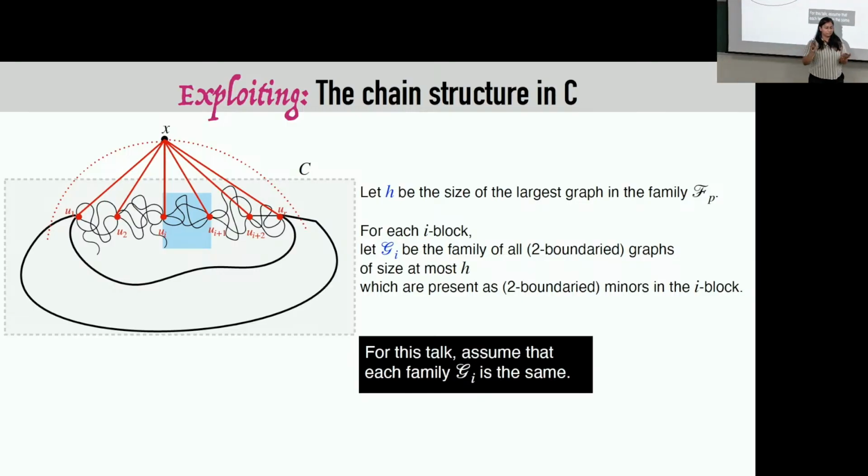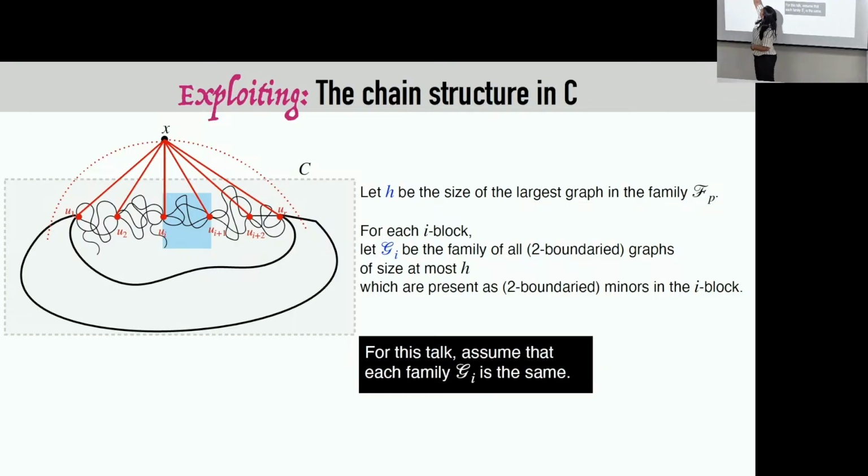The actual proof is based on induction, induction on how many different G_i's you can have. If I look at all blocks, some blocks will have the same family, but how many different families can you have? This is still a constant. It's a double exponential constant, but it's still a constant depending on h, because G_i is a family of graphs of size at most h. This is some exponential function in h, and the number of different such families can only be doubly exponential in h. So it's an induction based on how many different G_i's you can get. But again, for this talk, let's assume that the G_i's are the same.